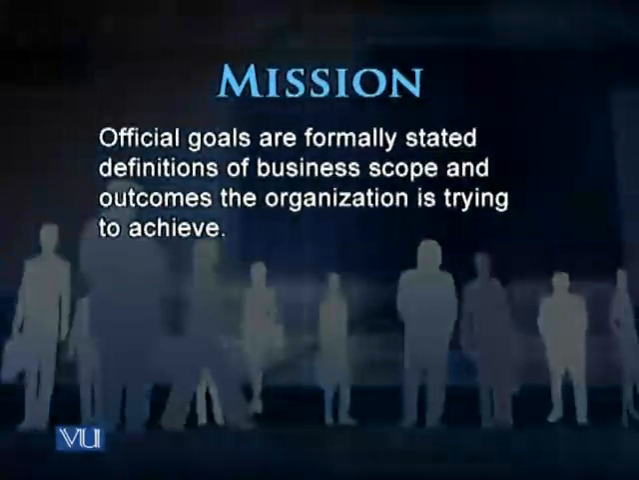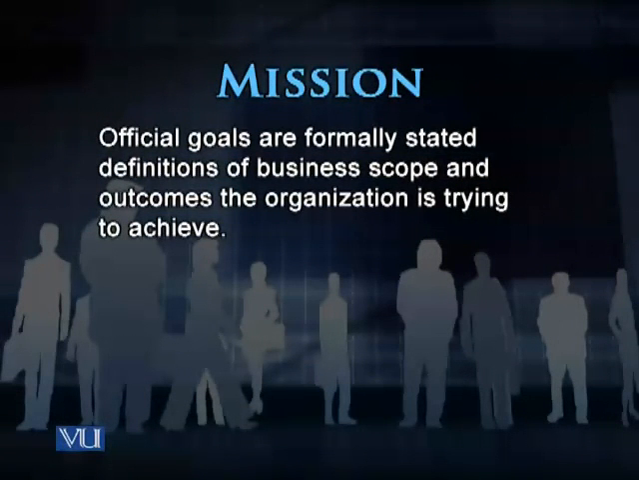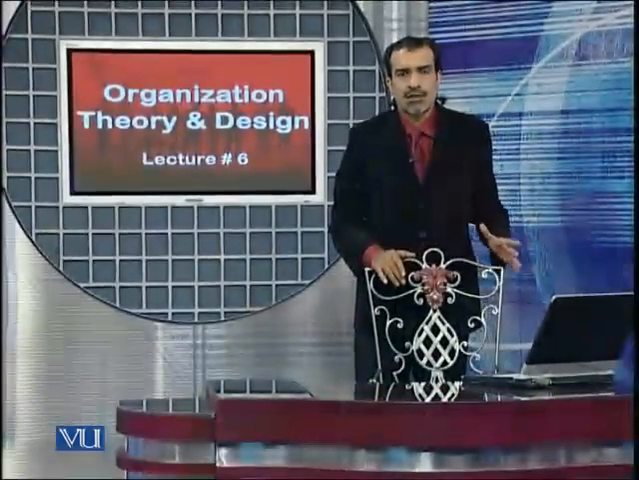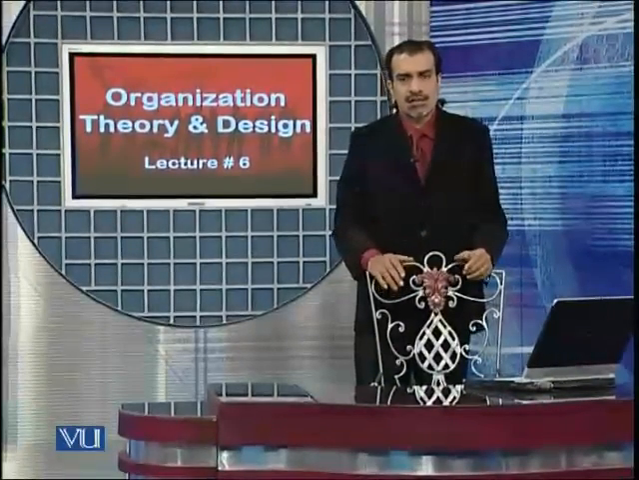If we write the mission in the form of a mission statement, for example, we are describing the official goal of the company. So we can say that the company has broadly two types of goals: an overall goal, which we have just termed as the official goal or the mission, and operative goals, about which we will talk later on in this session. Now, official goal is actually a formal and stated definition of the business scope and the outcomes a particular organization is trying to achieve. By scope of the business, we mean exactly the area in which that business will operate, both functionally as well as ideologically.